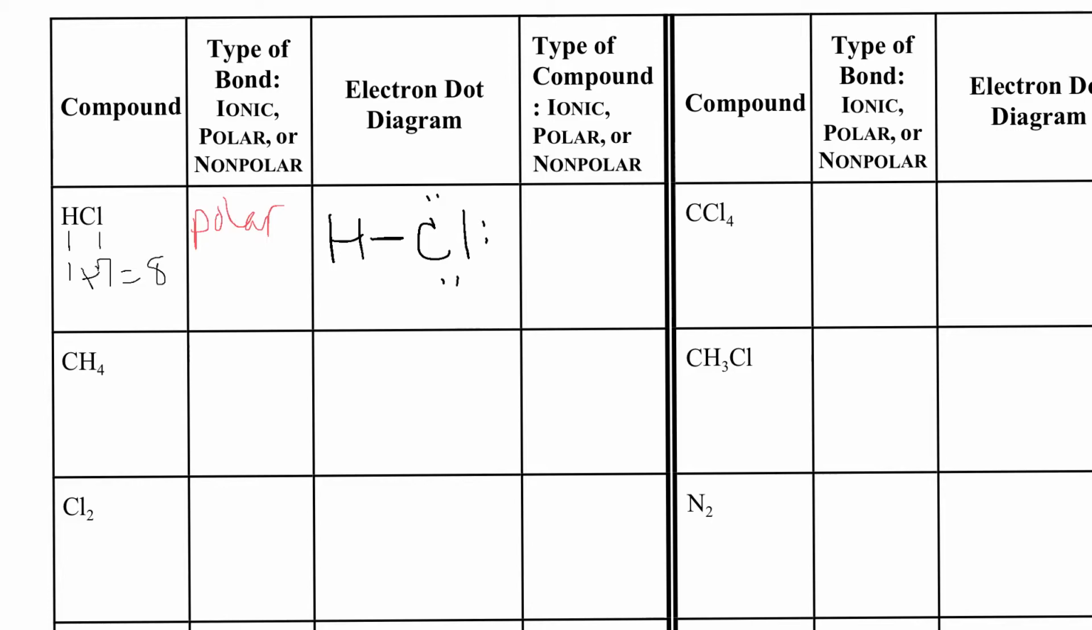Hydrogen and chlorine are not the same element, so they are not going to share equally. The more electronegative atom is where the electrons are going to move towards, which means we're going to have a partial positive charge on the less electronegative atom. So this right here tells us the type of compound it is. It has a polar bond in it, and it is a polar compound.